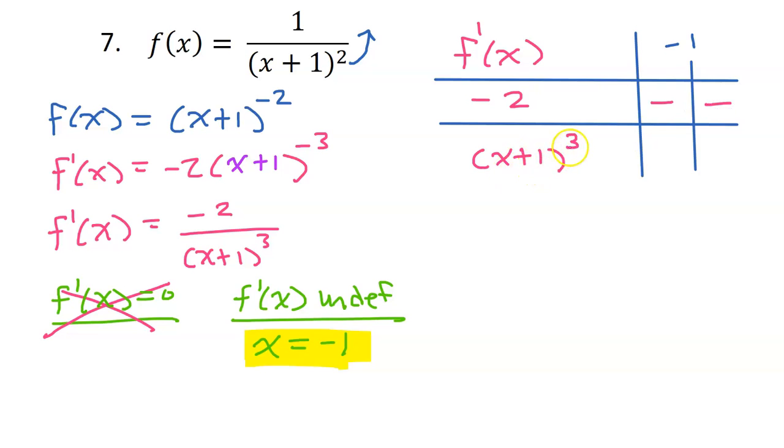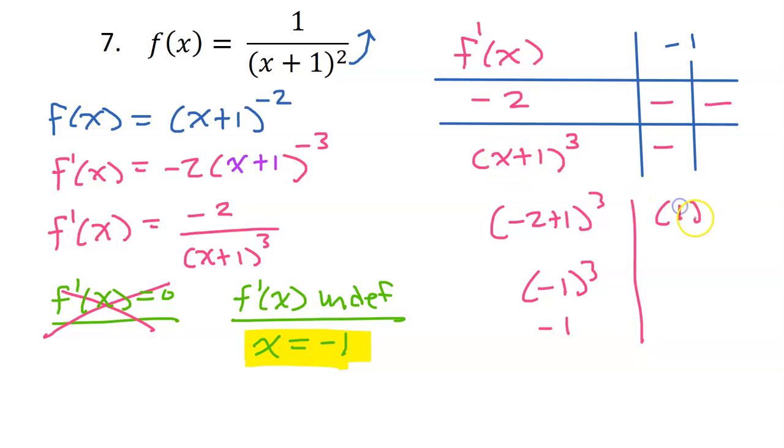X plus 1 to the third power. What about a value that is less than negative 1? For example, if we substitute negative 2 for x, then that would be negative 2 plus 1. That would be negative 1 to the third power, which would be negative 1. So we get a negative value. A value greater than negative 1 would be 0. So you could just do that mentally. If you put 0 in for x, then you're just going to have 1 to the third power, which is positive.